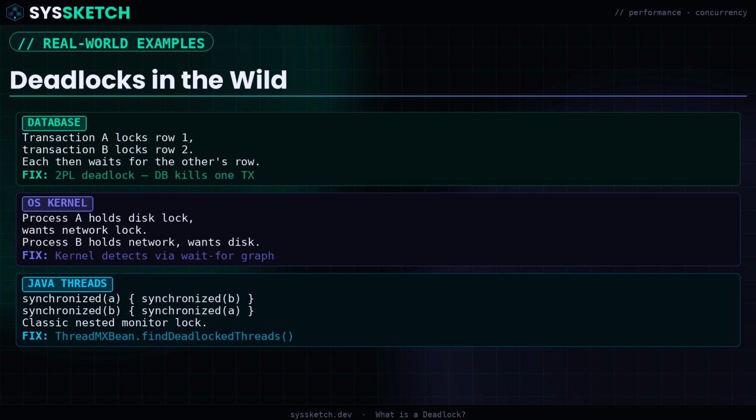In Java, 2 synchronized blocks nested in opposite order across 2 threads is the classic nested monitor deadlock. The JVM's ThreadMXBean.findDeadlockedThreads method surfaces these at runtime so you can diagnose them in production.